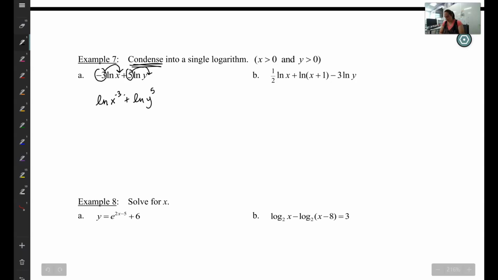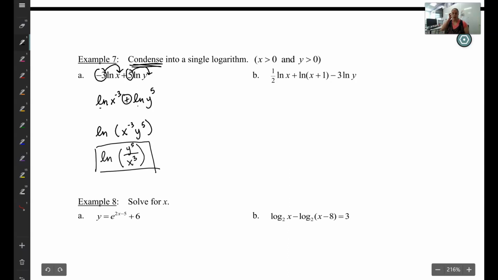Next, I have two ln's with an addition between them. So I can condense that to one ln, that is multiplication. Last but not least, I don't want negative exponents, so I'm going to flip that x upside down. So the y to the 5th stays up, the x cubed goes down so that it's positive. Those properties of exponents that we talked about last lesson.